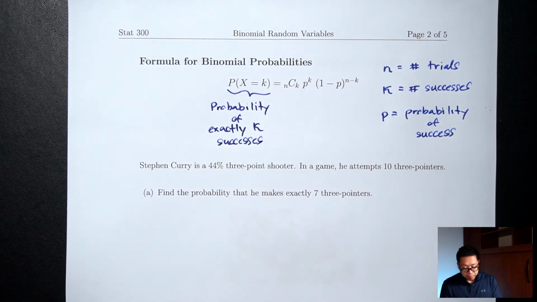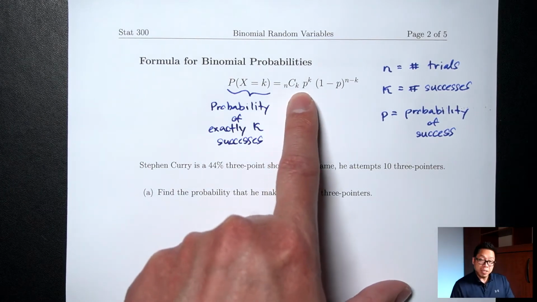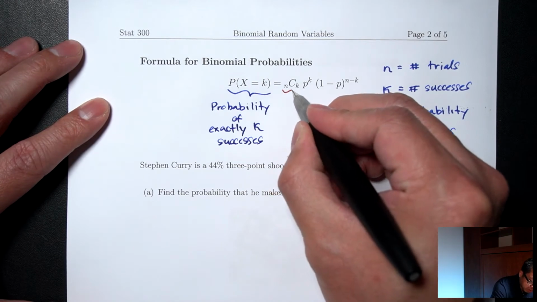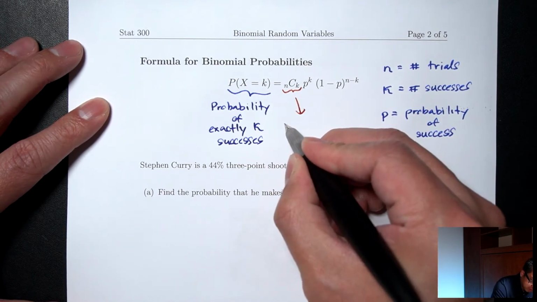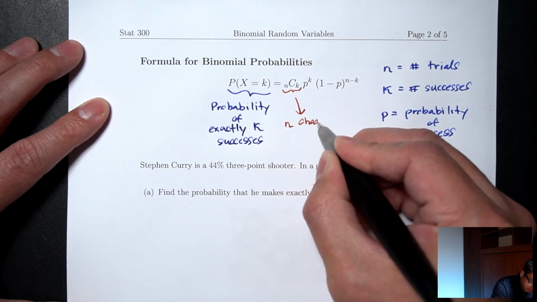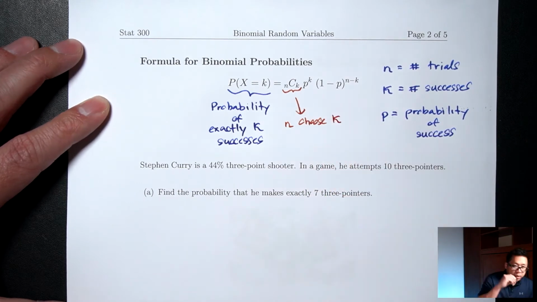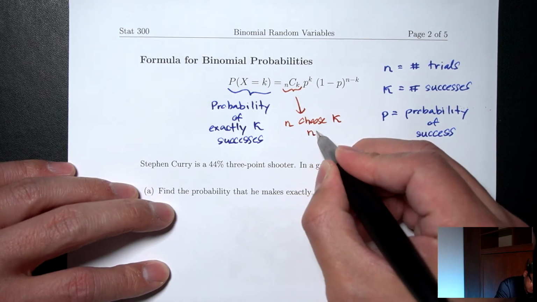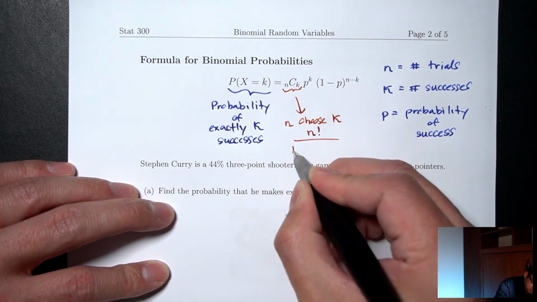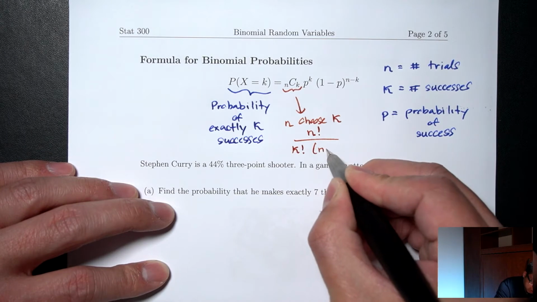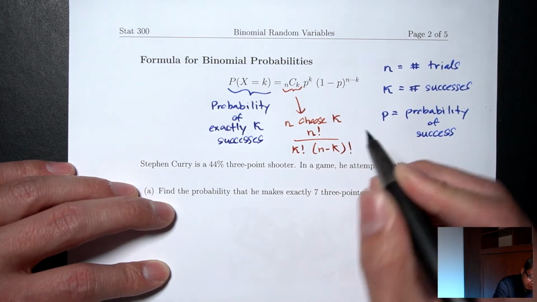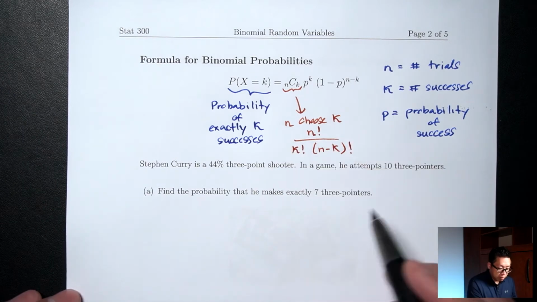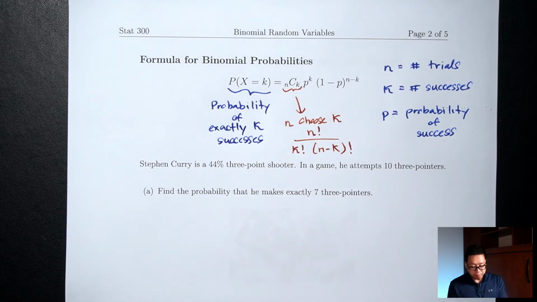And on the right side, we have NCK. The way you read that is N choose K. And the way you compute N choose K is this formula, N factorial over K factorial times N minus K factorial. Yes, those are exclamation marks. They stand for the word factorial. So we'll talk about that more when we actually do an example.